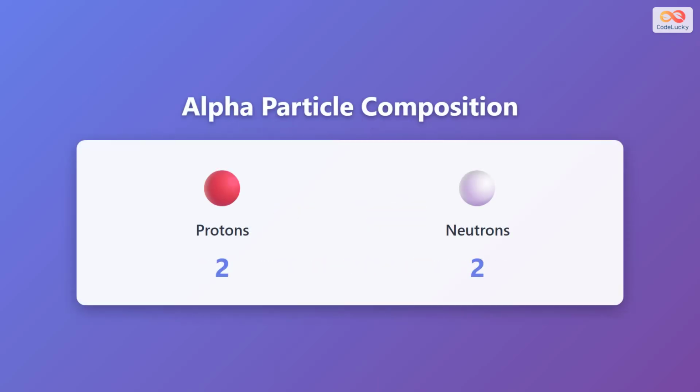Let's break down the composition of an alpha particle. It contains exactly 2 protons, which are positively charged particles, and 2 neutrons, which are neutral particles with no charge. Together, these 4 nucleons form a very stable particle.